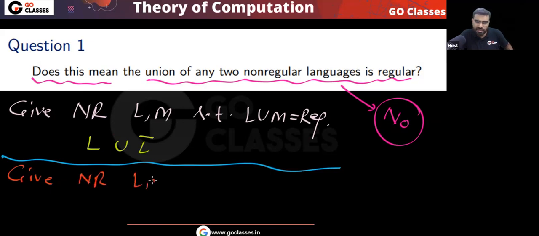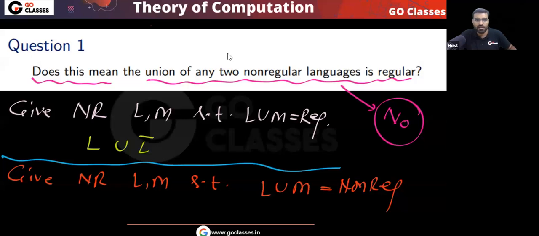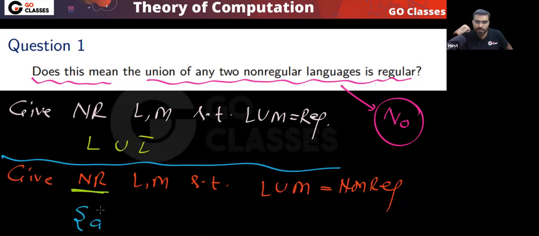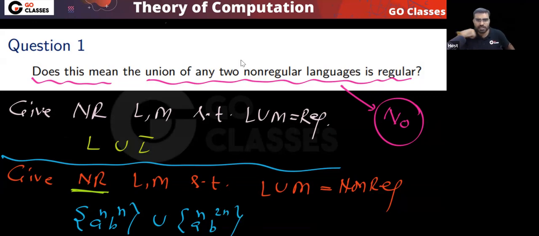Now give non-regular languages L, M such that their union is non-regular. Give me this type of languages. For example, you can take A power n, B power n, union A power n, B power 2n. So like this you can take. Very simple idea.